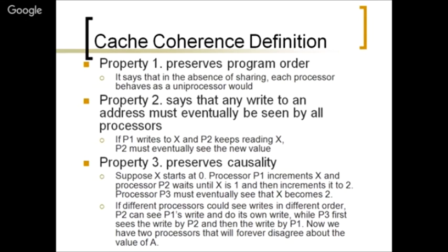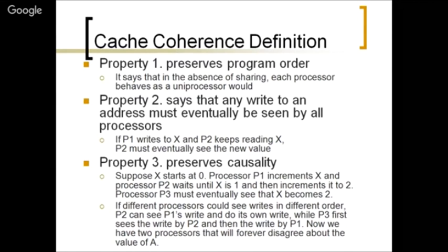So there are three properties to define coherence. Again, as I said, we have to preserve the program order. If P1 writes, P2 should read. If P2 writes, P1 should read. Both should not write, otherwise things will be unpredictable, and we can't say what the memory has. So we have to preserve the program order.